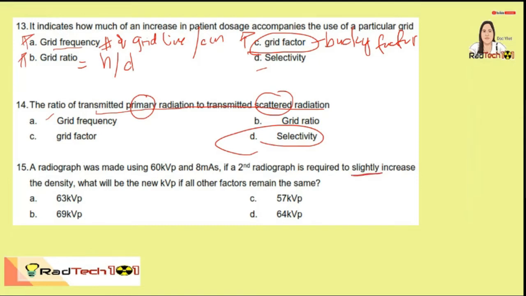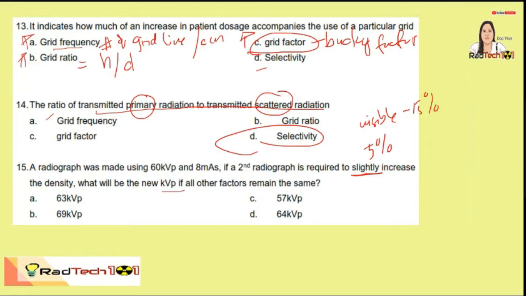So therefore, we will use the 5% kVp rule. Kapag naman visible ang term, visible change or great change, we will use 15%. The 15% kVp rule, or the 5% kVp rule kapag slightly ang term. So, ang sabi dito, what will be the new kVp?